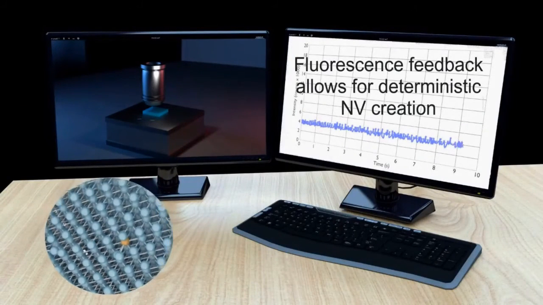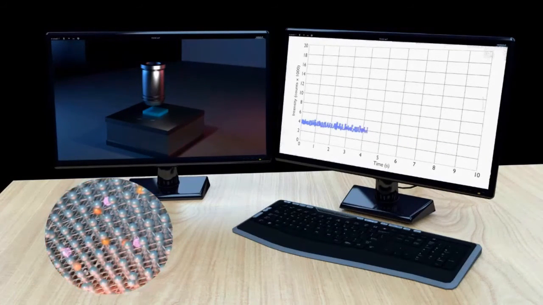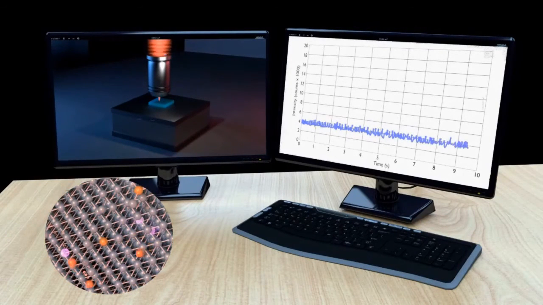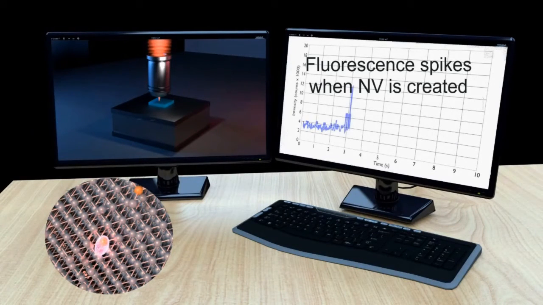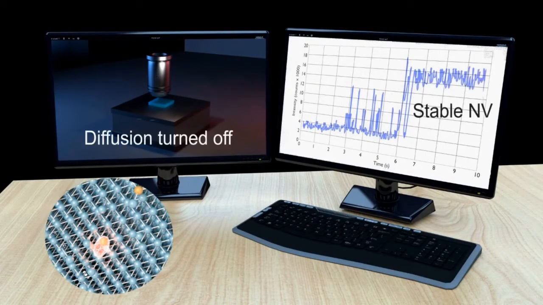And this is what we see on our monitor during this process. When we apply the seed pulse, we don't see any fluorescence appear then. But when we start applying our annealing pulses, we start to see intermittent fluorescence from an NV center. And this continues for a few seconds until after a while, the fluorescence comes on and stays on and is nice and stable. So this allows us to turn off the diffusion when we see a stable NV fluorescence to make sure that we have a single NV center.